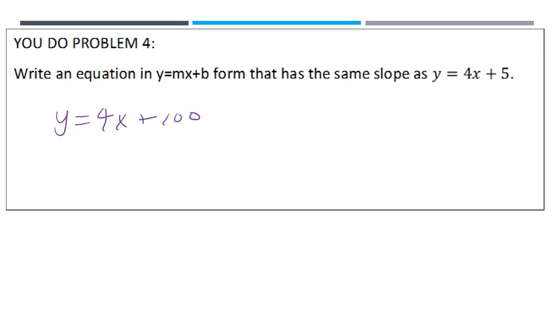Why? Because it's the same slope. And what is my slope? My slope is m, which is 4. And is this still 4? Why, yes, it is. So you could have written y equals 4x minus 2.21. Whatever made your heart happy, as long as your slope is 4.